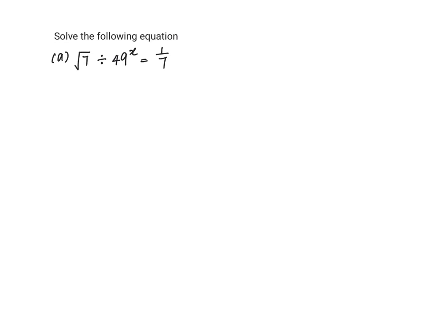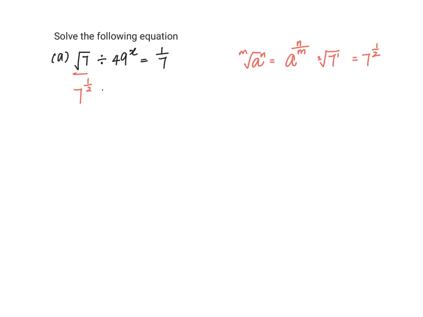Solve the following equation. So for the first one, we will have square root 7. What is a square root 7? Remember, root a to the power n over m will be a to the power n over m. So in this case, square root of 7 is power 1, and square root is actually root 2. So this will be 7 to the power of half.